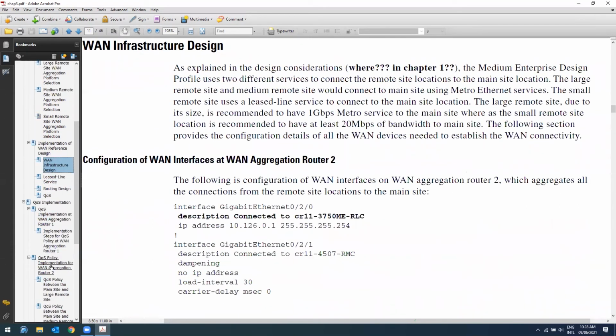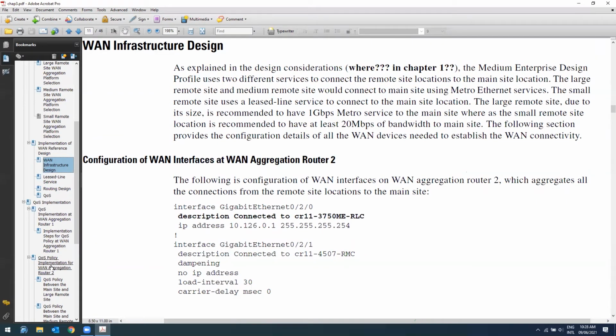WAN infrastructure design, as explained in the design consideration in chapter 1, the medium enterprise design profile uses two different services to connect the remote site location to the main site location. The large remote site and medium remote site would connect to the main site using the metro ethernet service. The small remote site uses a leased line service to connect to the main site location.